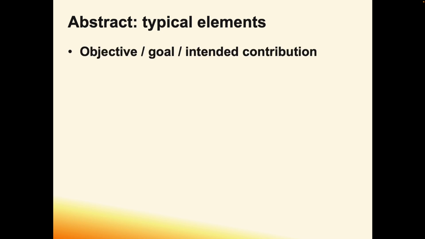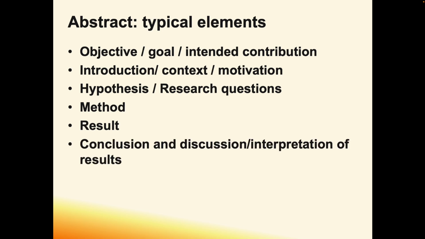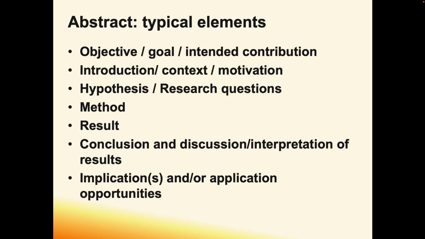So an abstract then has typical elements. You typically write something about every part of the paper. So you write about what your objective is, your goal or your intended contribution, what the context or the motivation is of your work, so something reflecting on the introduction, what the hypothesis or research question might be, what the method is with which you tackle that question, what the main result is, not every result, but the main results, and what the conclusion is and how that can be discussed or interpreted. And sometimes you also talk about the implications or application opportunities.